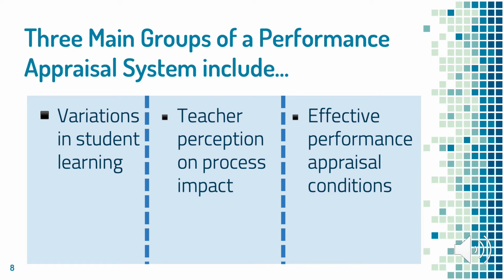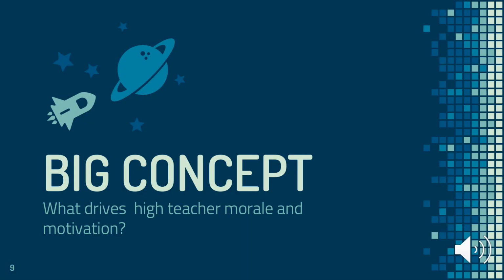Or is this an opportunity for administrators to demean and find fault in everything that a teacher does instead of building them up? The third thing, effective performance appraisal condition. Are the teachers given an opportunity to truly excel? Are they provided with the resources needed to succeed in order to help students succeed? And so the big question is this: what drives high teacher morale and motivation? Because those are the two things that connect to an appraisal system, right?